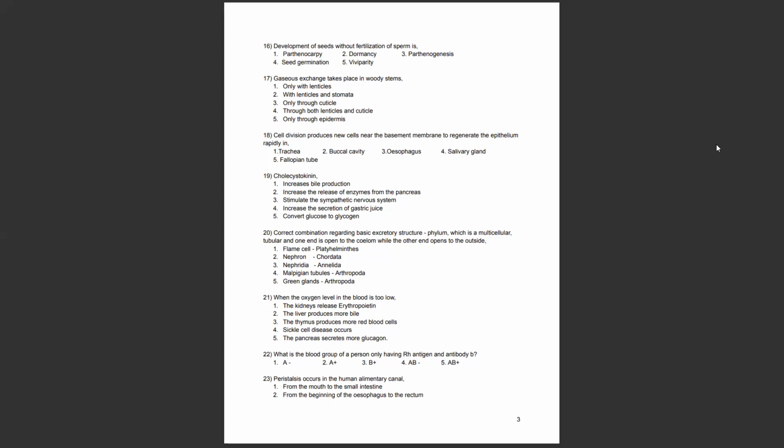Next, this Rh antigen. What is this Rh antigen? Rh means the Rhesus factor.